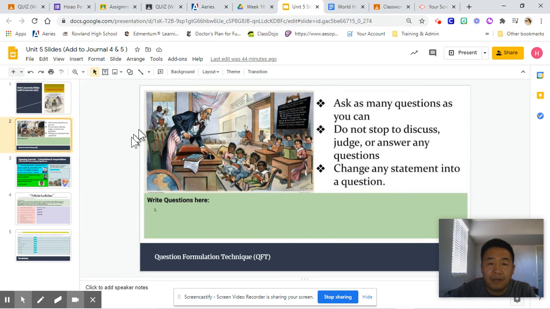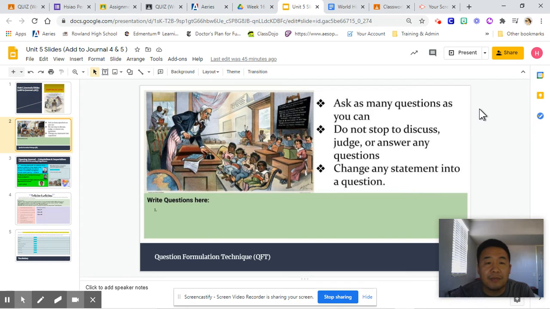And starting off, you're not going to tell me what you see. You're going to tell me what questions you can ask about these pictures. So look at this picture and think about the questions you're going to be asking about that. You're going to be asking as many questions as you can, and you're going to jot them down. Don't stop to discuss or judge or answer. Just make sure you start with a lot of questions.